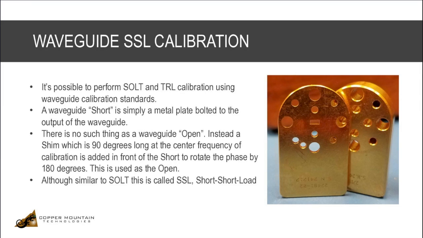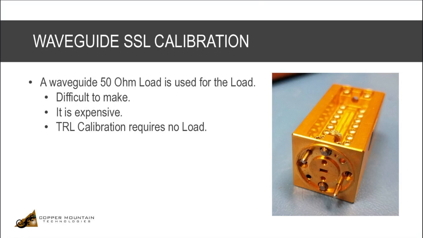What we do is we basically apply a shorting plate to the waveguide ports, and that's our short. We put in a 90 degree shim in front of that short, and now it looks like an open. It's rotated around the Smith chart, so it looks like an open. And we apply a broadband load, and using those three objects, we can do something like an SOLT calibration. Here's the broadband load. It's difficult to make, it's very expensive. And I should note, TRL requires no load, which is very nice, much less expensive.